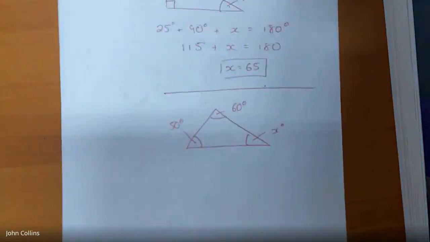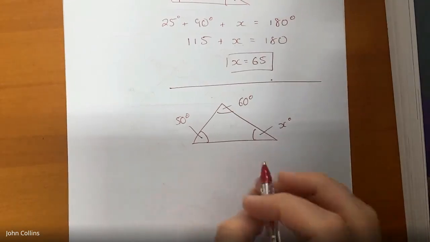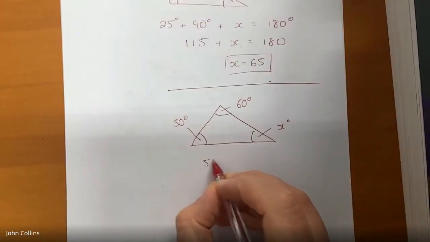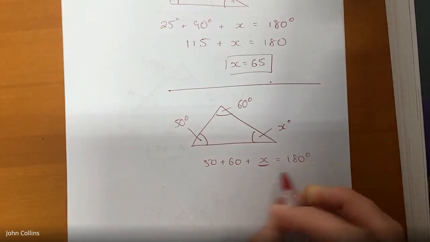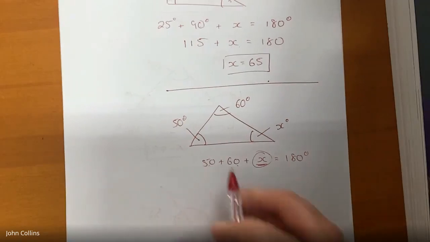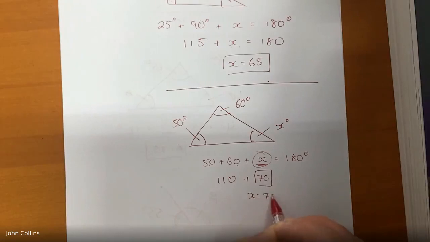Another one with X in it. See who's first off the mark here. Must add up to 180. Peter. Yes. Peter gets it first. Good stuff, Peter. 50 plus 60 plus something equals 180. That something has to be 70 because that's 110. 70 is their answer. X is 70.